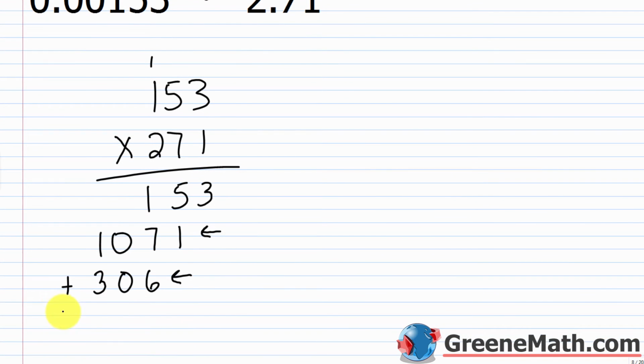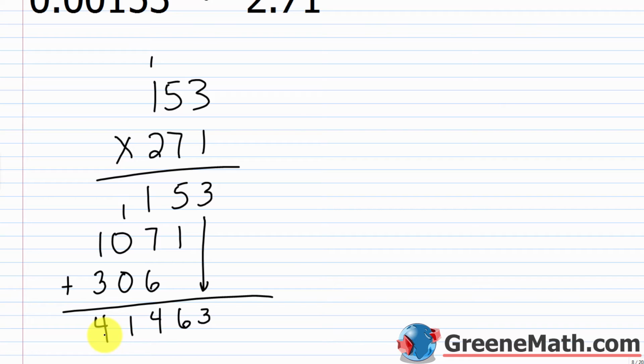All right, so let's add now. Get rid of these arrows, bring down the 3. 5 plus 1 is 6. 1 plus 7 is 8, plus 6 is 14. 4 down, carry the 1. 1 plus 0 is 1. And then 1 plus 3 is 4. So we end up with 41,463. But again, that's not our answer, right?